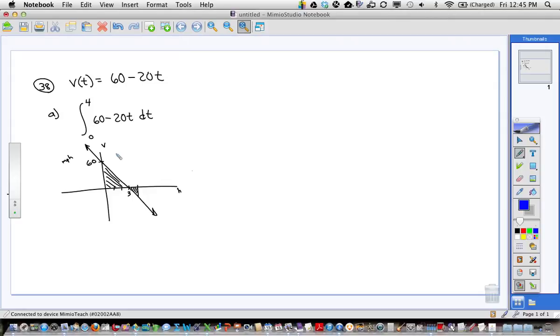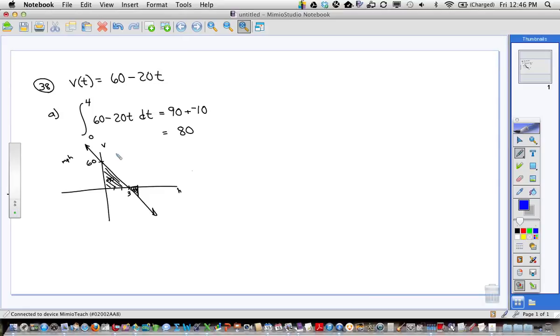60 times 3 is 180 times a half. That'd be 90. Right? So this triangle right there is 90. What's this triangle? 1 this way, 20 this way, times a half. That'd be 10, but it's negative. So that down there would be negative 10. For an answer of 80. 80 what?